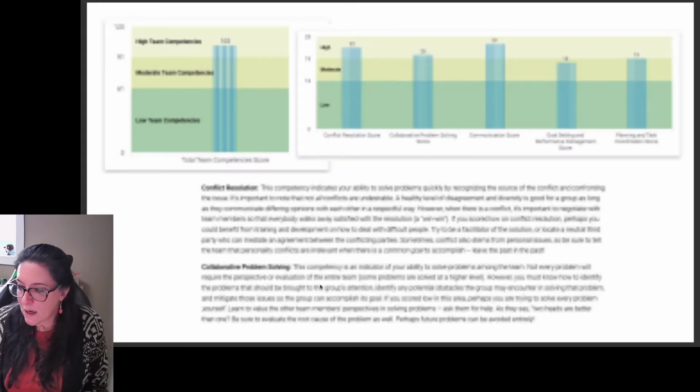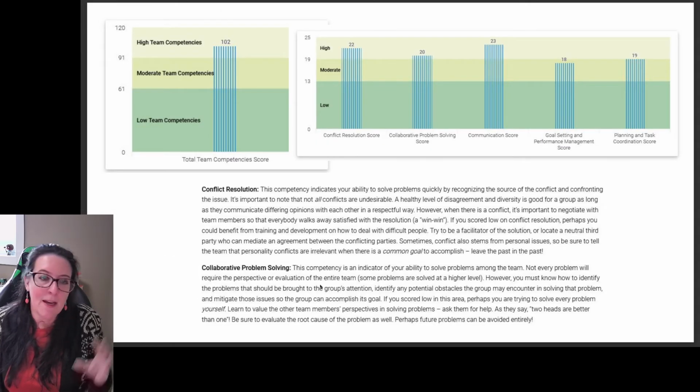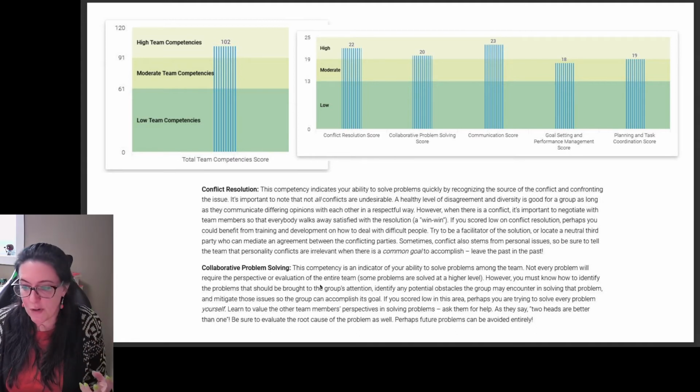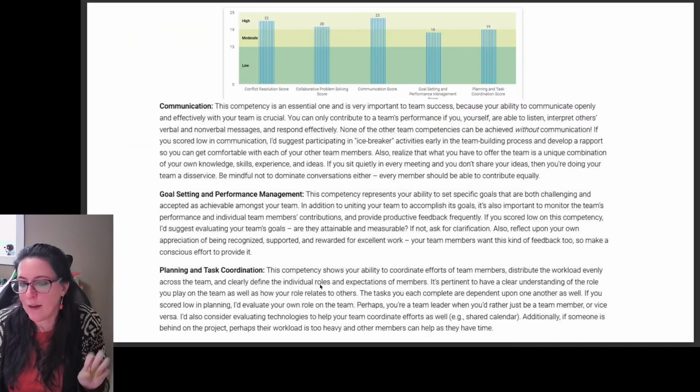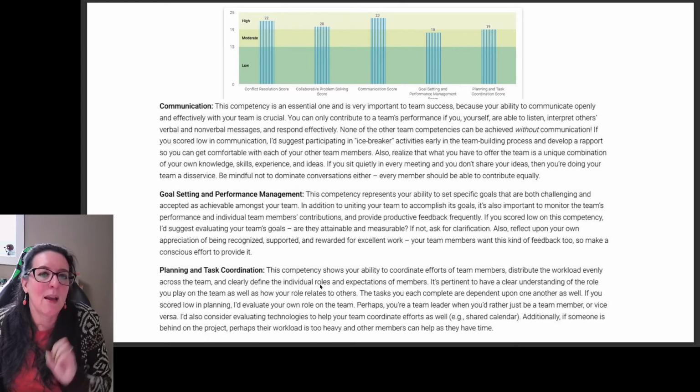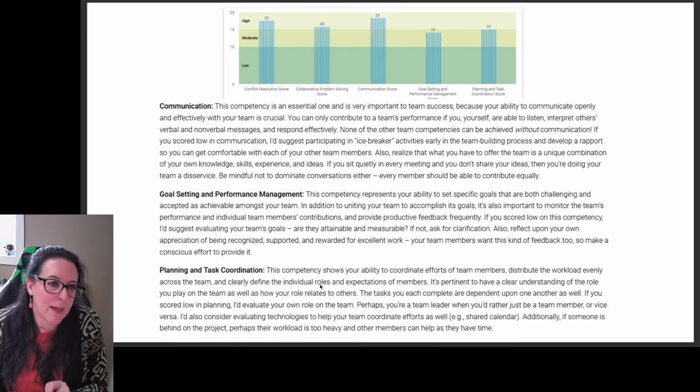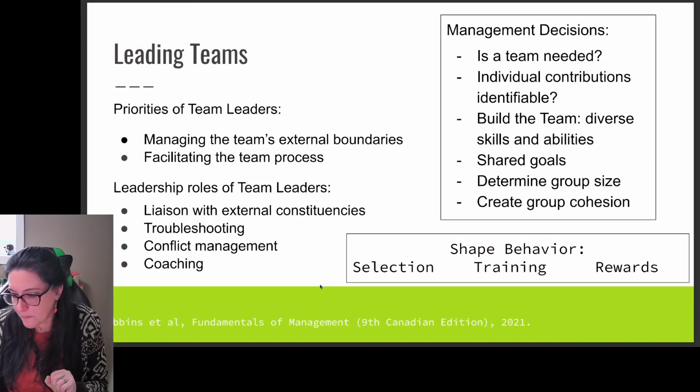So we can see here in these team competencies, as we look at an effective team in terms of this particular survey, it's looking at, can team members resolve conflict? Can they collaborate in their problem solving? So it's not just individual problem solving, but team problem solving. Can we communicate with each other? Can we set goals and manage our performance? And can we divvy up the work equitably and make sure that the tasks and expectations are clear?